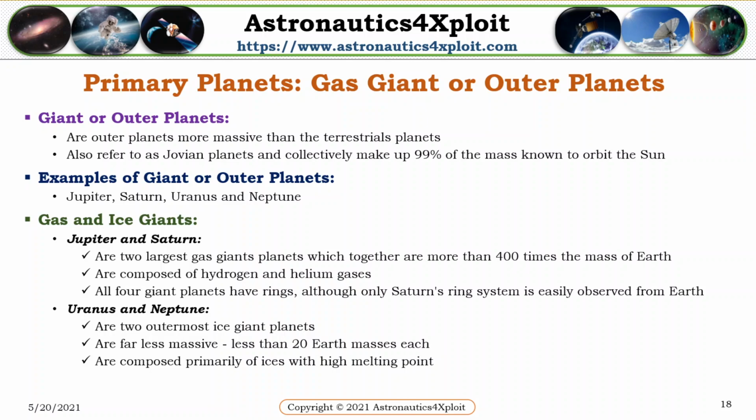Gas and ice giants. Jupiter and Saturn are the two largest gas giant planets, which together are more than 400 times the mass of Earth. They are composed of hydrogen and helium gases. All four giant planets have rings, although only Saturn's ring system is easily observed from Earth. Uranus and Neptune are the two outermost ice giant planets. They are far less massive, less than 20 Earth masses each. They are composed primarily of ices with a high melting point.